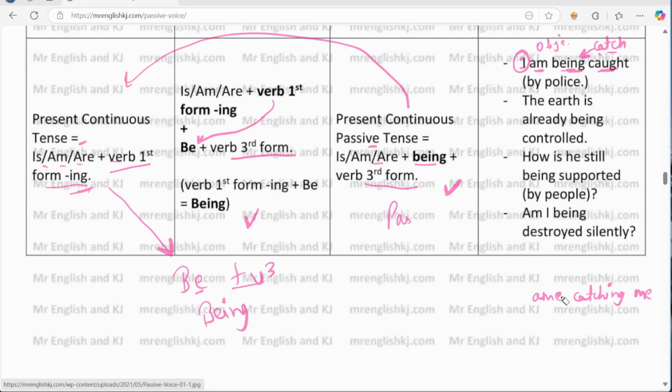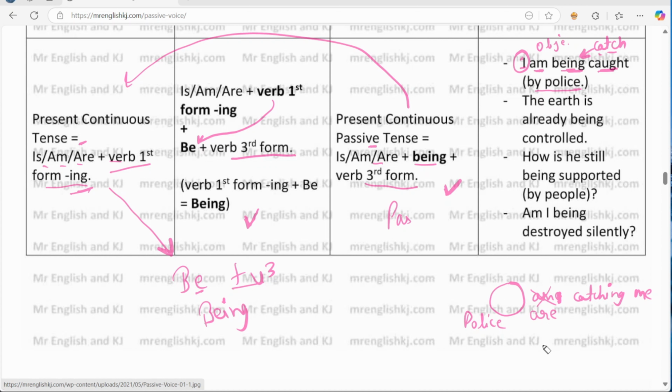Okay, am catching me. So who is catching me? We don't know generally. If it was not mentioned here, we don't know. Okay, but we know actually in real life subject is not given. Okay, here I gave you for better understanding. So we know police is the one. With police we don't use am, we use are. Police are catching me. That is the actual sentence.